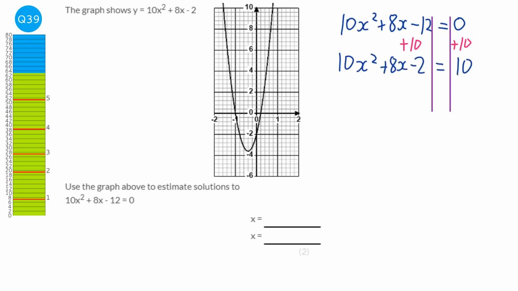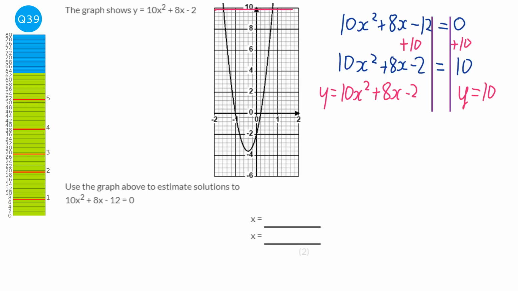Now, we've already got this line drawn for us on this graph. So all we need to do is draw this line. So we've got y equals 10x squared plus 8x minus 2 drawn for us. We just need to draw this line, which is y equals 10, and see where they cross over to find the solutions. So y equals 10 will be all the way up at the top.